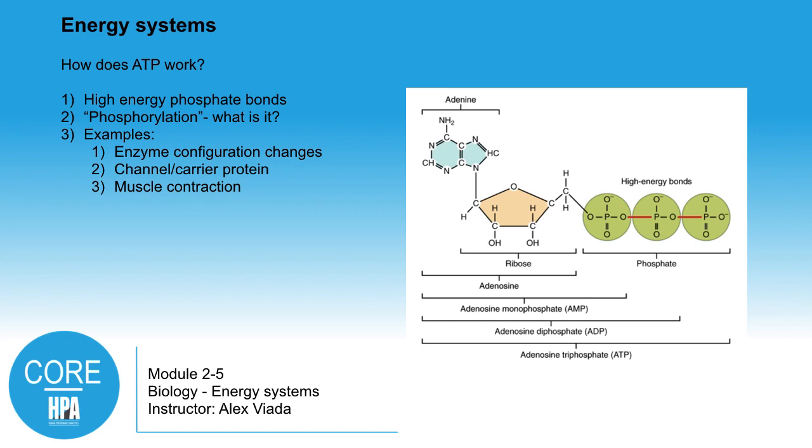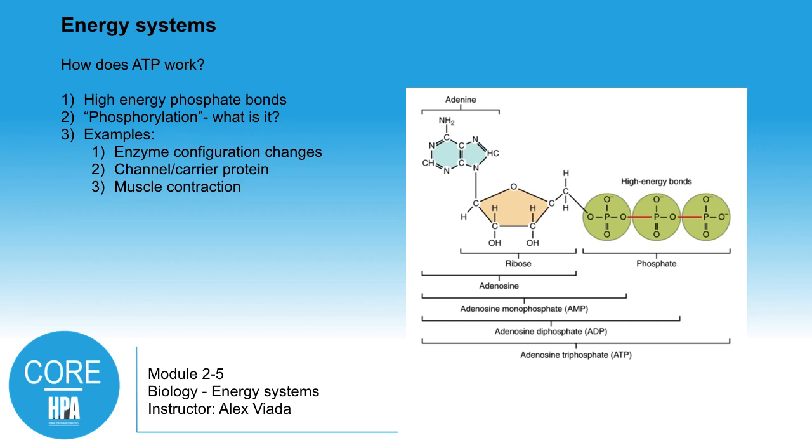Another case is channel or carrier proteins. One of the things we've discussed in the past when discussing cell membranes is that ATP, when it actually binds to a channel or carrier protein, can actually open or close it. This is very, very critical since we know secretion, cell polarity, so many other things are controlled by these channel molecules. Think about neurons, think about action potentials and ions crossing back and forth and creating this energy gradient.